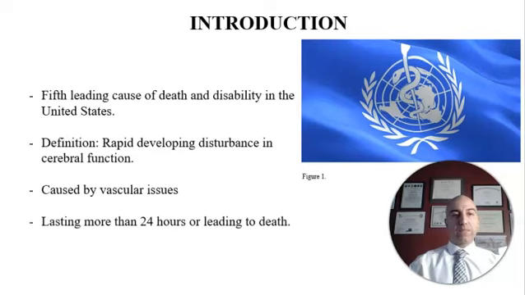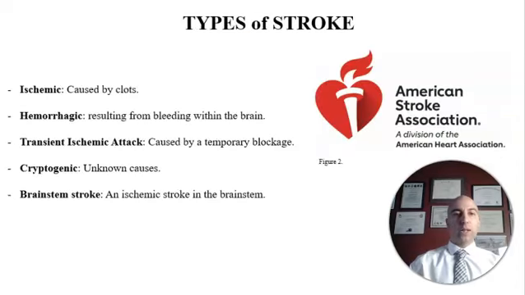Let's begin by defining what a stroke is. According to the World Health Organization, stroke is a rapidly developing disturbance in cerebral function, caused by vascular issues and lasting more than 24 hours, or leading to death. There are two primary types of stroke, ischemic and hemorrhagic. Ischemic stroke is caused by clots obstructing blood flow in the brain. Hemorrhagic stroke results from bleeding within the brain.